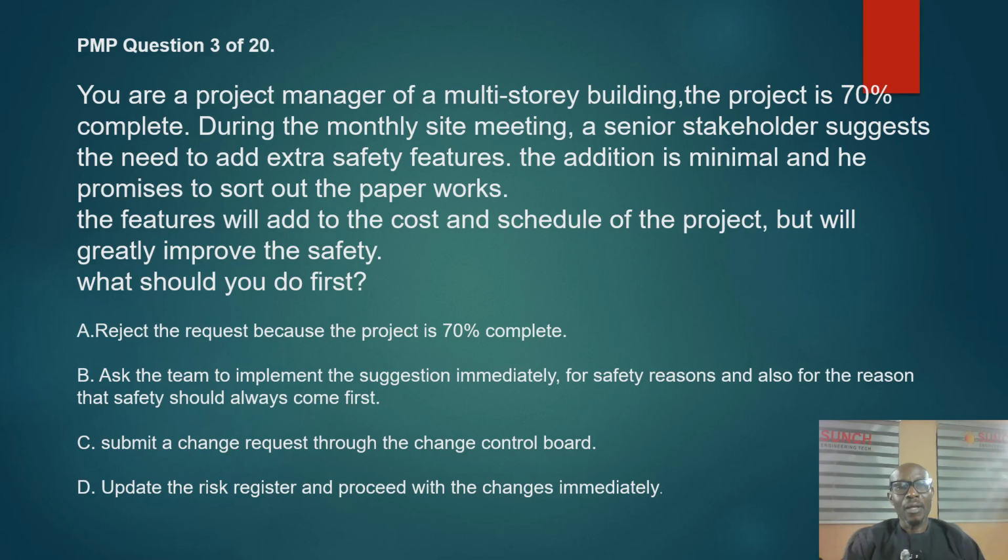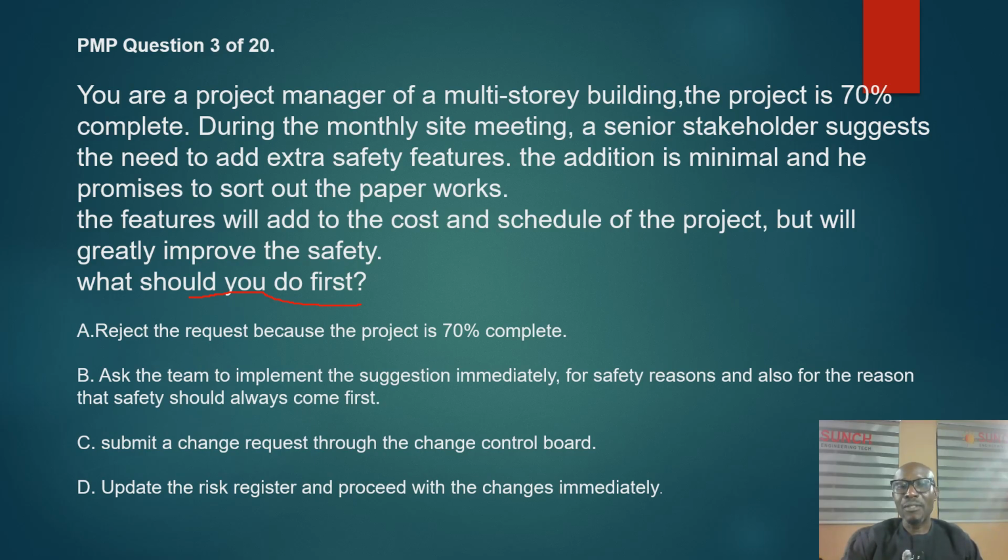Question number 3. You are a project manager of a multi-story building. The project is 70% complete. During the monthly site meeting, a senior stakeholder suggests the need to add extra safety features. The addition is minimal, and he promises to sort out the paperwork. Okay, you find this is a common thing on a project site. The features will add to the cost and schedule of the project, but will greatly improve the safety. What should you do first? Common PMP question. What should you do first?